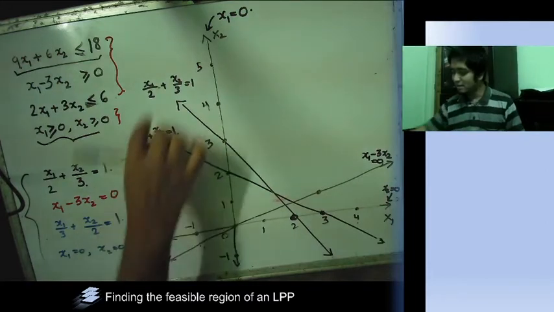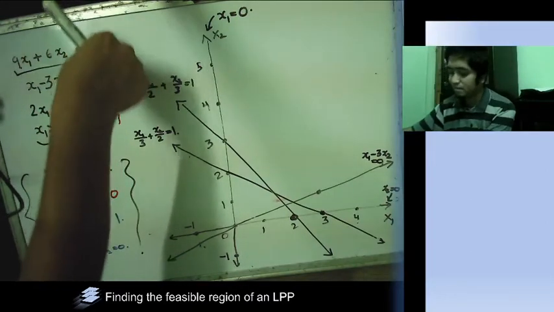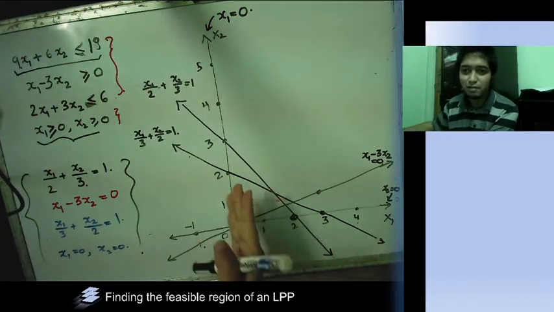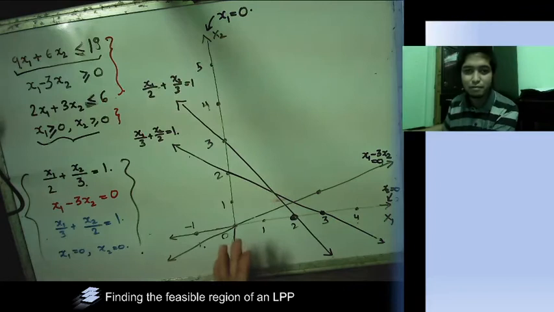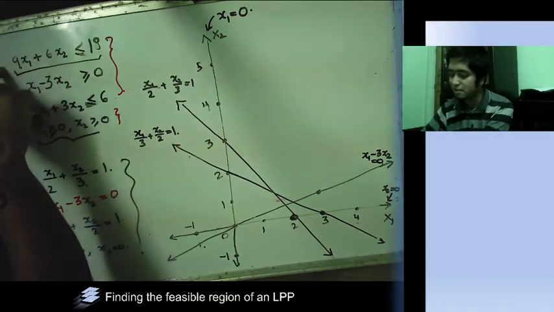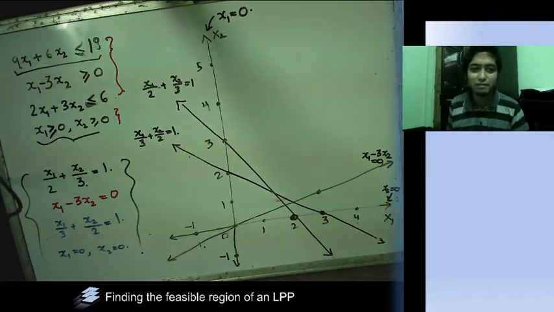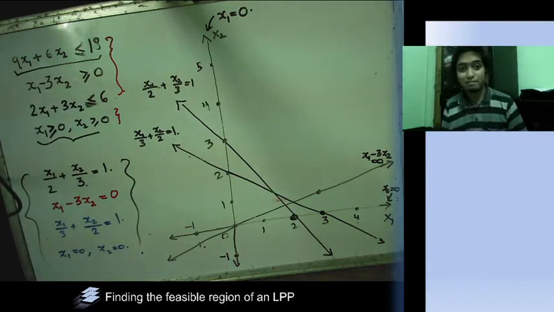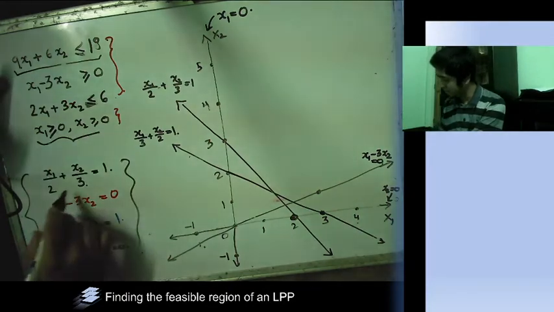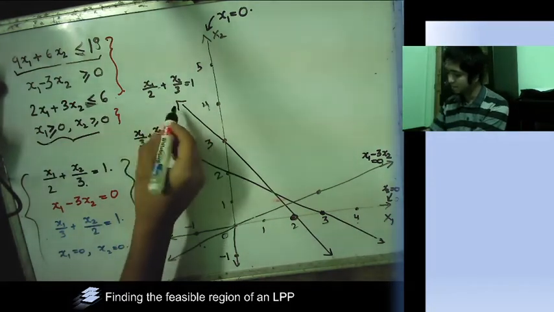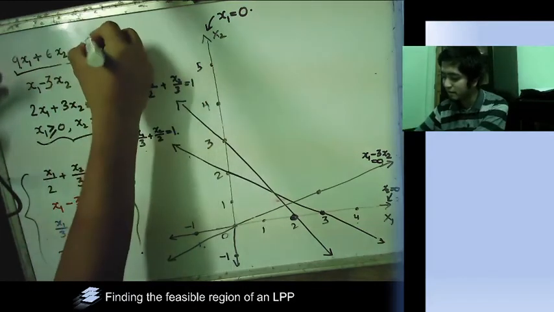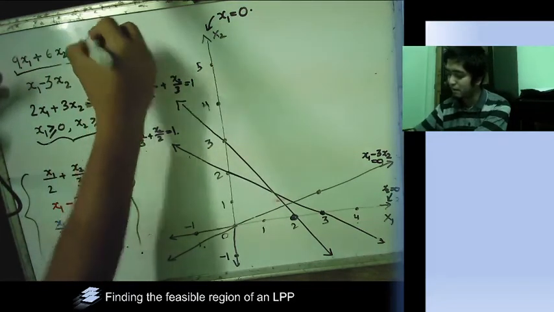Now let us concentrate. Each inequality will give you a different region. So let us first take a look at the region given by the first inequality. The first inequality is related to which line? The black one. It is related to this line. So you need to look only at this line when considering the region of this first inequality.